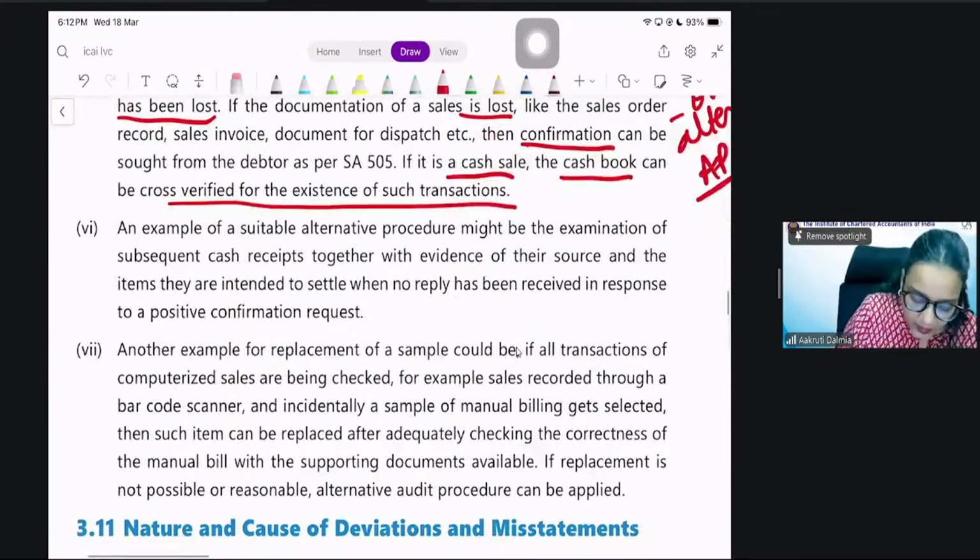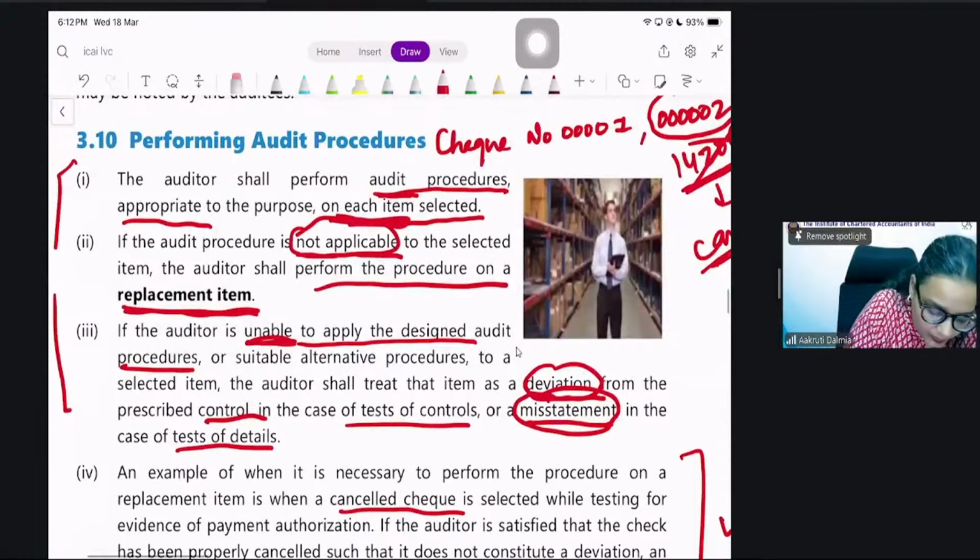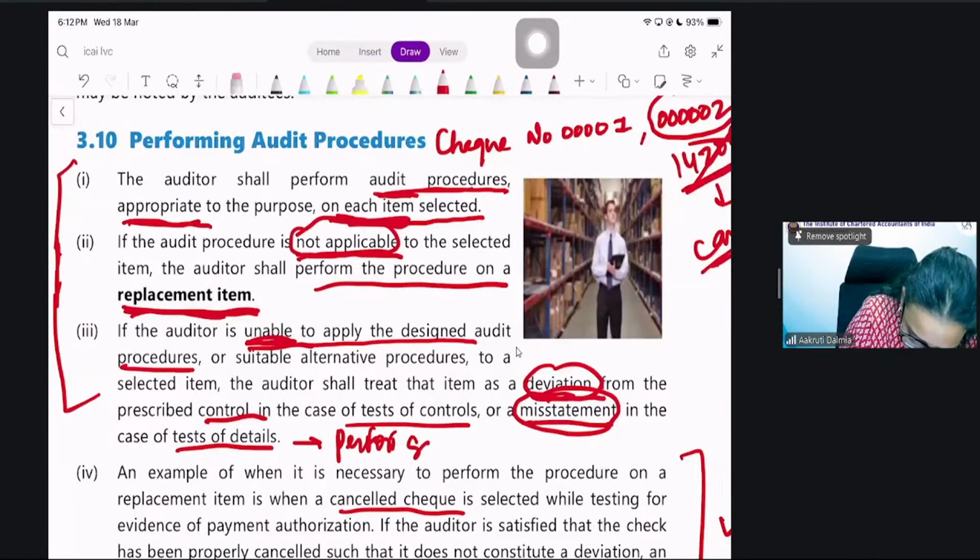Then again, this is another example. So how many points were there? These are the main 3 points. Find the audit procedure and apply it on each item. If it is not applicable, find a replacement item. If unable to, then it might be a deviation, and perform suitable alternative procedures. You can write here.